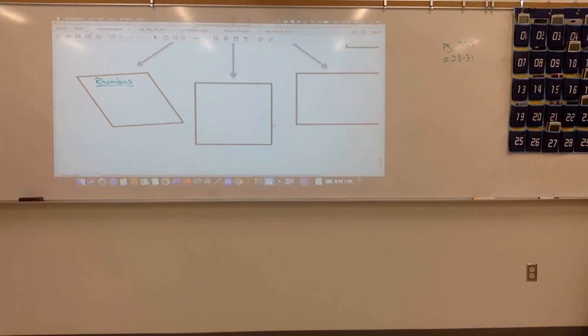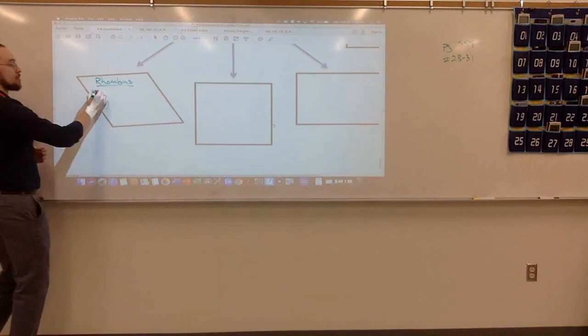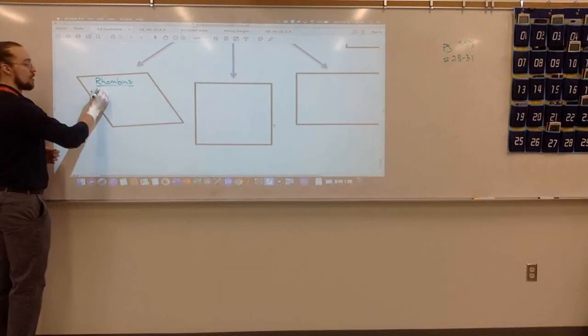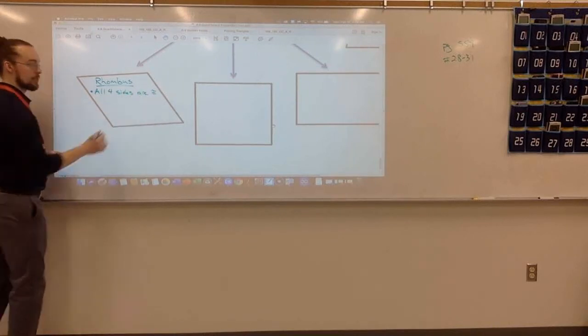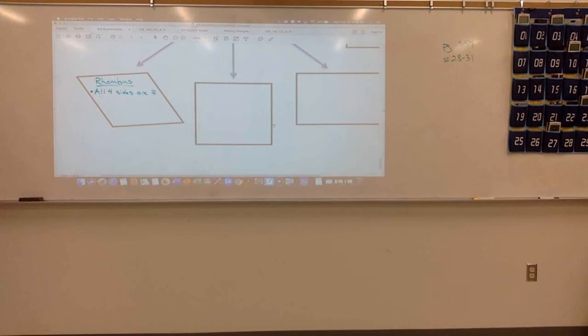Right, so let's fill in our 3 new properties here for a rhombus. So the first one that we said was all 4 sides are congruent, and all 4 sides are the same.